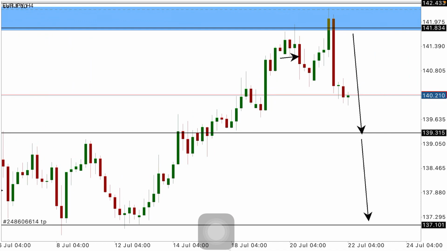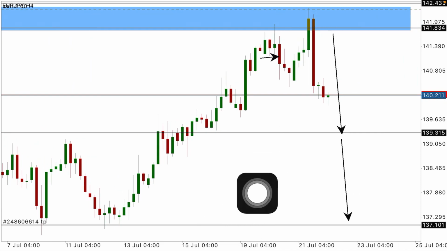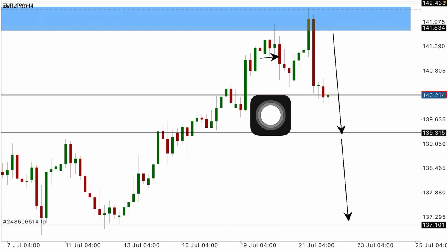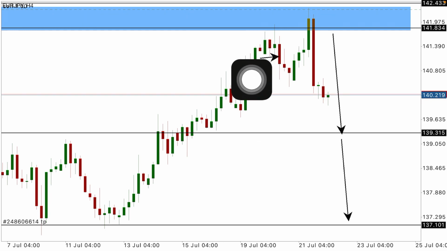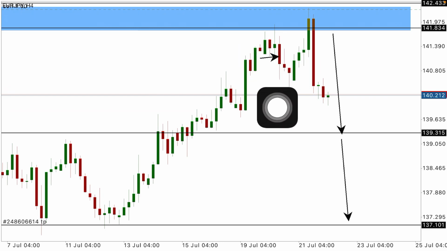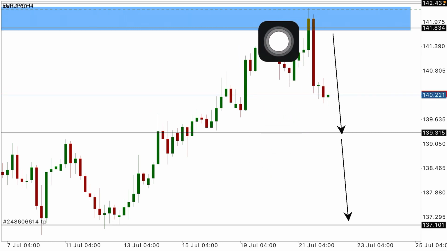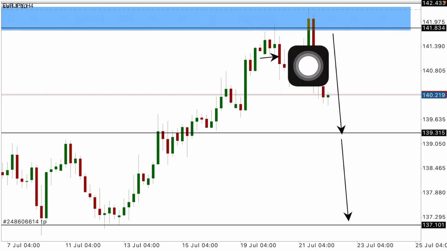On the 20th, I think. Yes, on the 20th or 19th of July, the market came into the zone, tapped into the zone, broke structure. But this was a trap, all right? We did not get in. So we waited for market to come back to the other block so that we can actually sell.